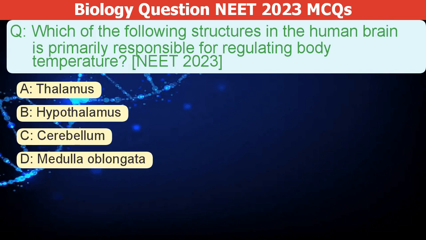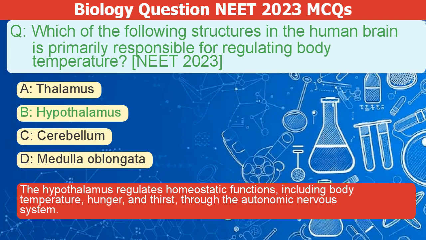Which of the following structures in the human brain is primarily responsible for regulating body temperature? NEET 2023. A. Thalamus. B. Hypothalamus. C. Cerebellum. D. Medulla oblongata. The correct answer is B. The hypothalamus regulates homeostatic functions, including body temperature, hunger, and thirst, through the autonomic nervous system.